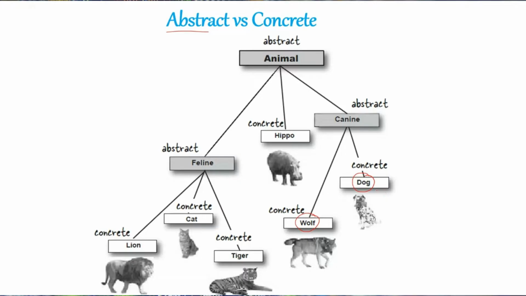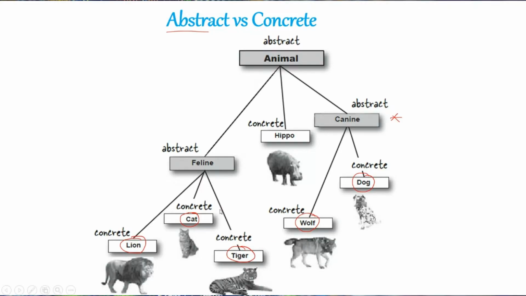One is called wolf, and another is called dog. So they are concrete classes, and in these concrete classes you can create objects, but here you cannot create objects, because these are the two species of the animal, or the two families of the animal classes. Here in this family you can create the cat class, or the lion class, or even the tiger class, because these are the concrete classes.